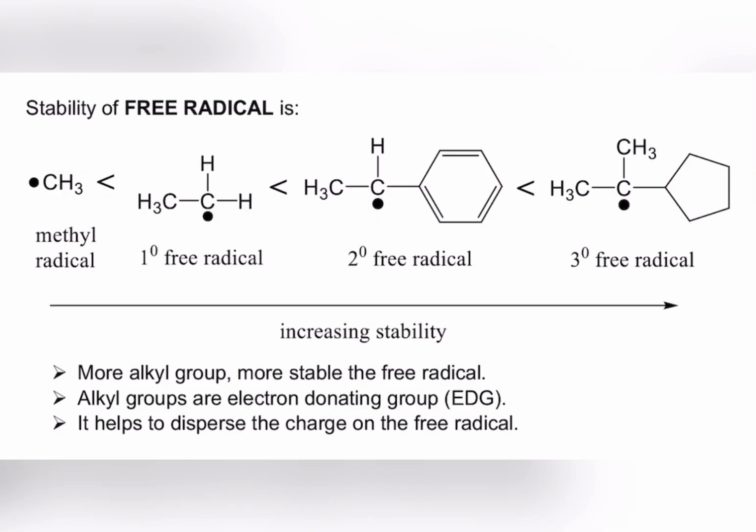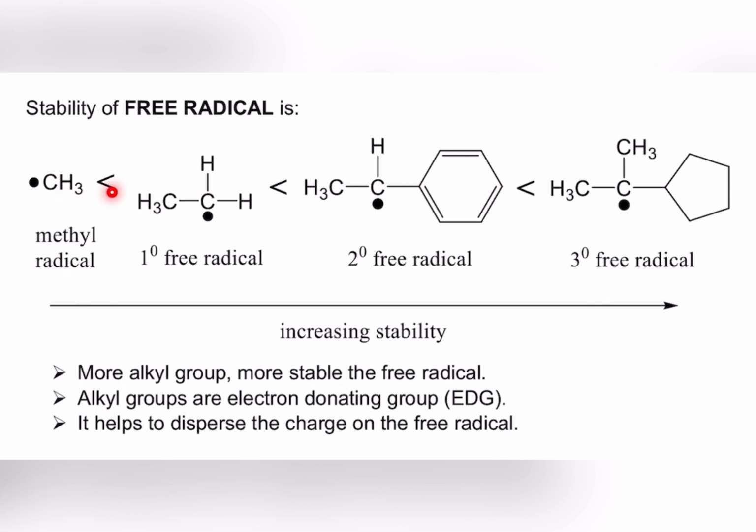Let's continue with the stability of free radicals. For example, I have methyl radical where my carbon atom has a radical which is connected to 3 hydrogen atoms. So this is methyl radical.